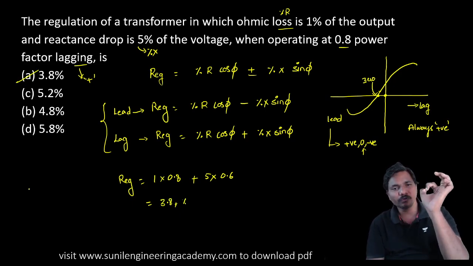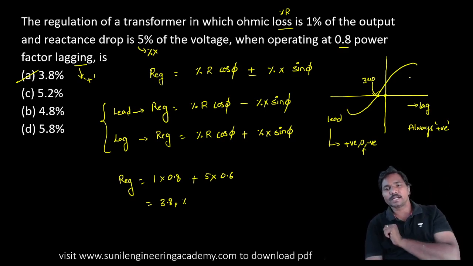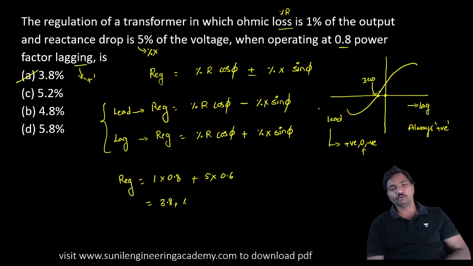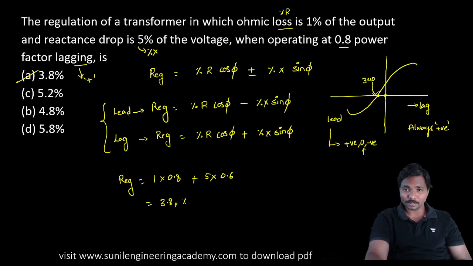So it is a simple way to remember. For lagging, you always get positive regulation. Positive means you have to take it as positive in the formula. For leading, there is a chance of minimum or negative, and you will get minimum or negative only whenever you put the minus sign. So that is the simple way to remember. If you like my remembering tricks, click on the like button.